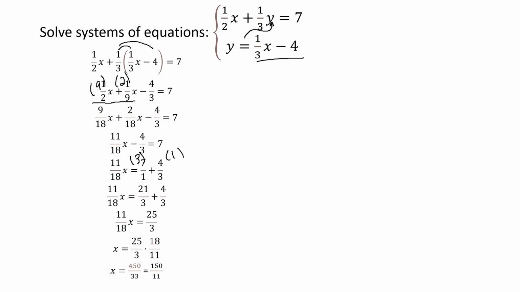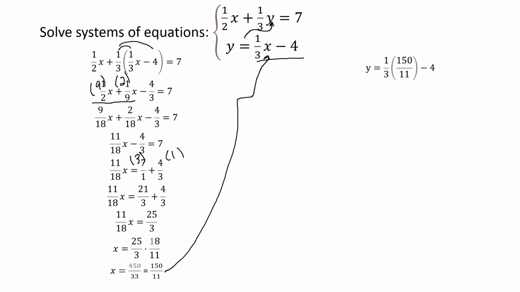Now, after all of that tediousness, we're still not done because that only tells me what x equals. Now I need to solve for y. So what I'm going to do is take this value and plug it in here for x and solve for y. So y equals 1/3 times 150 over 11, because that's the value we got when we solved for x, minus 4.